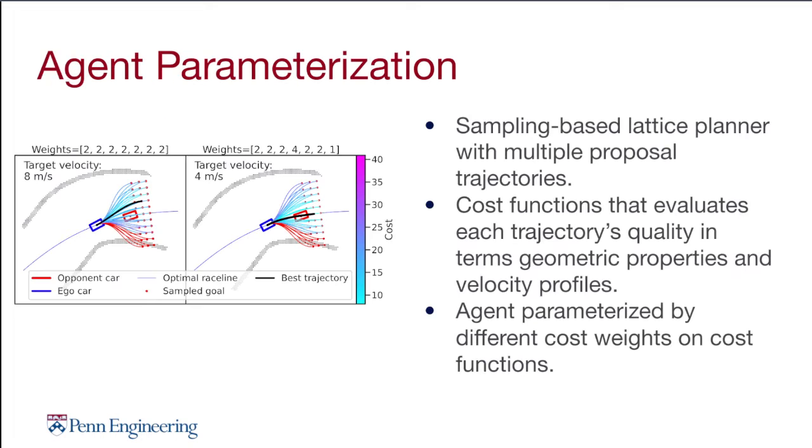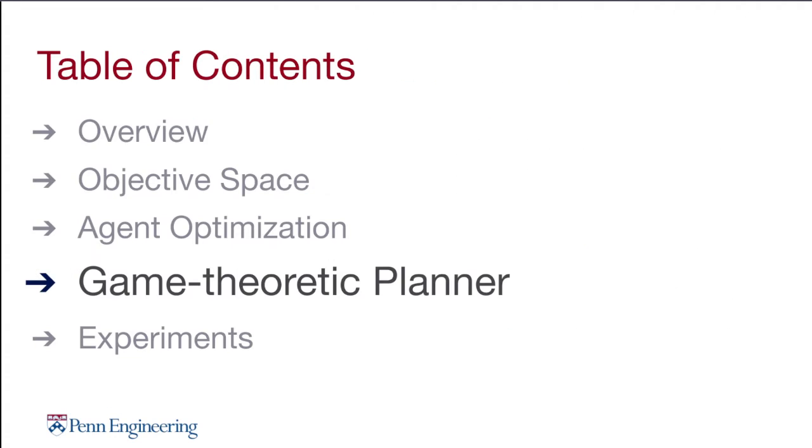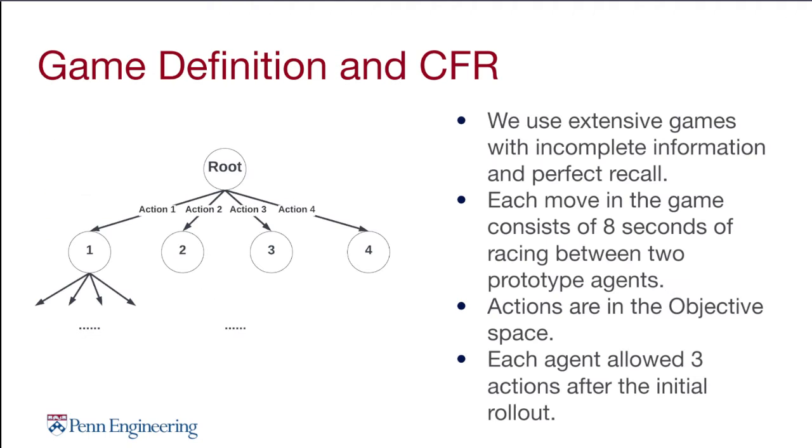Next, we'll go over agent optimization. We use a sampling-based lattice planner where each proposed trajectory is assigned costs on different properties. We parameterize the agent as the cost weight vector. When optimizing, we use CMAES to optimize the cost weight vectors, and a Pareto front of agents is constructed during optimization.